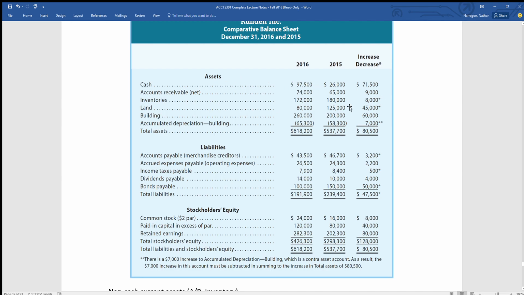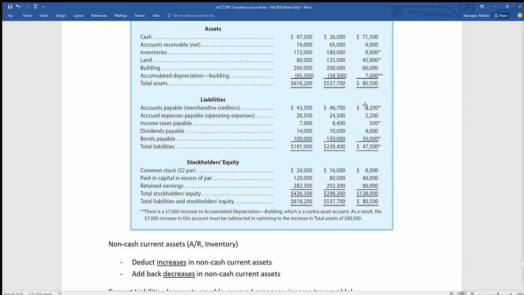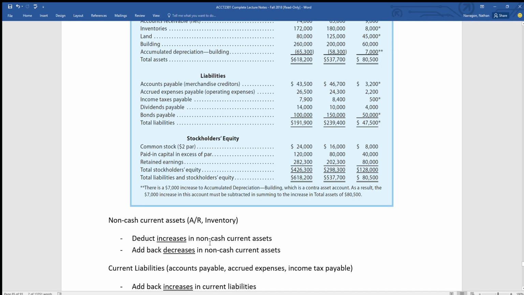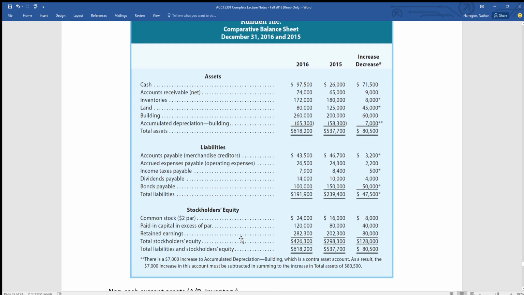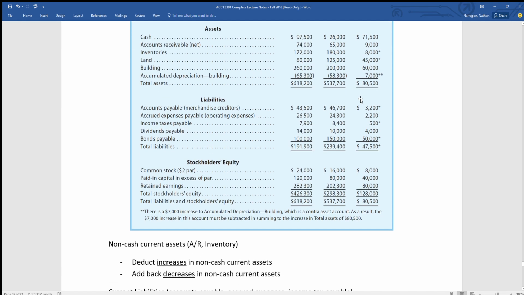So accounts receivable, we have 9 grand. We also have an 8 grand increase with inventories. So we want to deduct both those increases. If one of these was a decrease, so if it was actually in parentheses, it went down instead of up in 2015. Oh wait, that is a decrease. Sorry. I'm used to parentheses, but that is an actual decrease of inventory. So inventory is going to get added back.